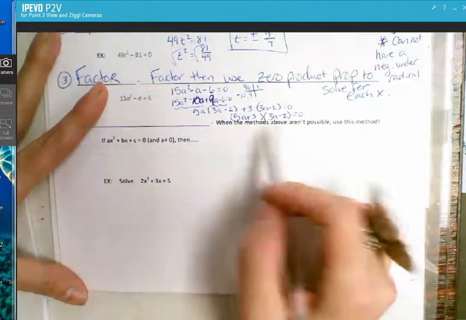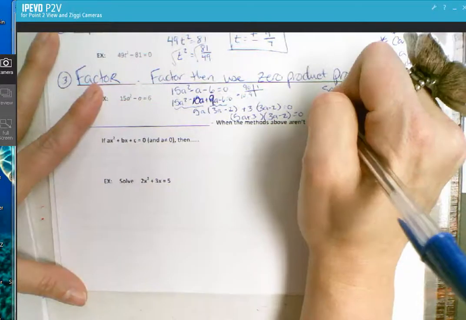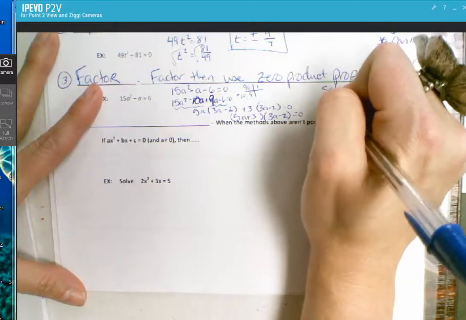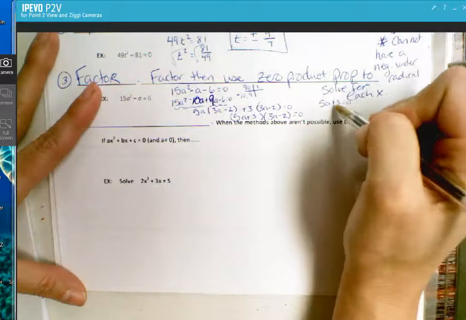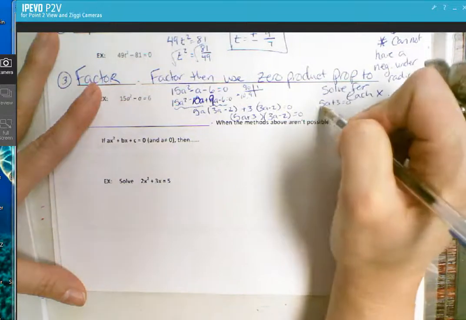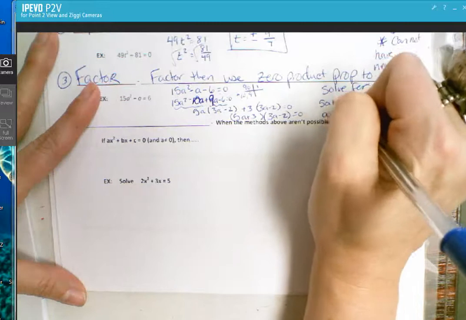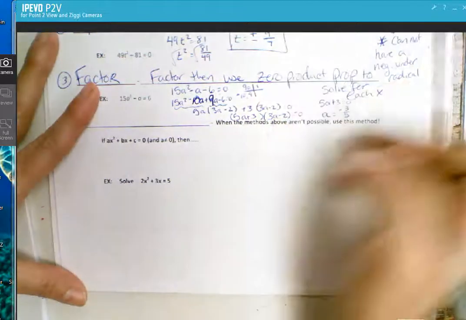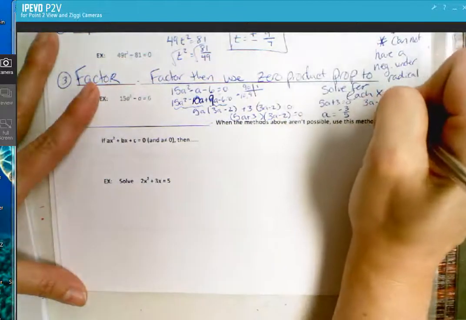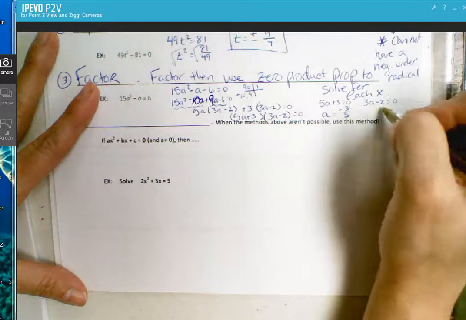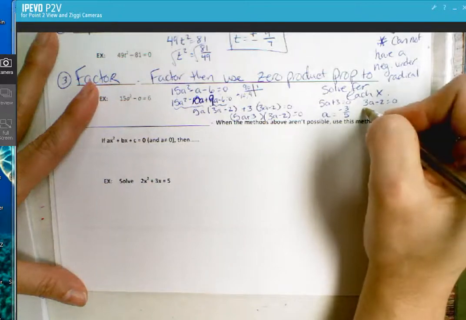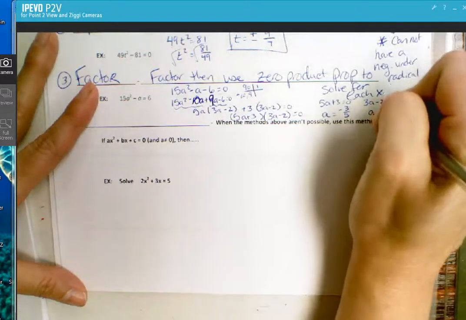The zero product property then tells me set each of these pieces separately equal to 0. 5a plus 3 equals 0. Subtract 3 and divide by 5 is going to get a by itself, so I get negative 3 over 5. 3a minus 2 equals 0. I'm going to add 2 and ultimately divide by 3, so a equals 2/3.